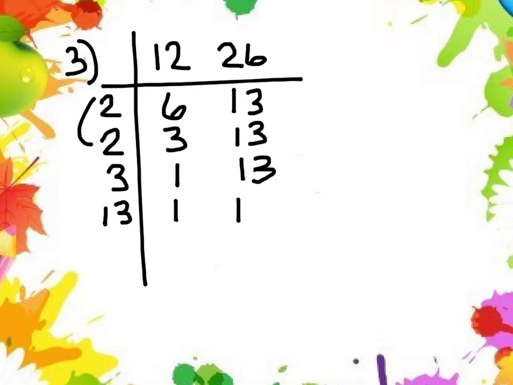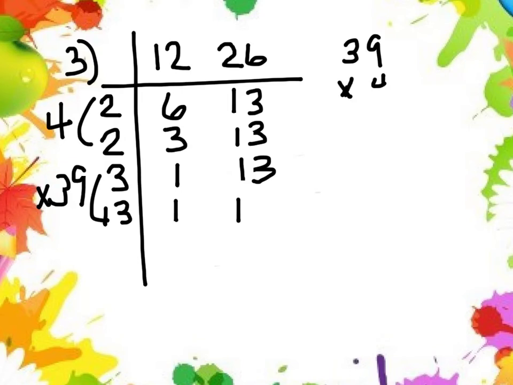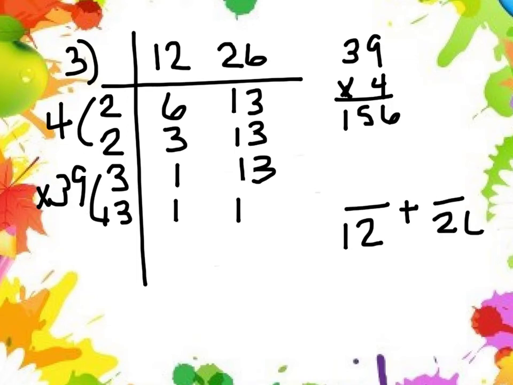We multiply 4 times 39, and 39 times 4 is 156. So if we were looking for a common denominator for these two, my least common denominator would be 156. That's my least common multiple.